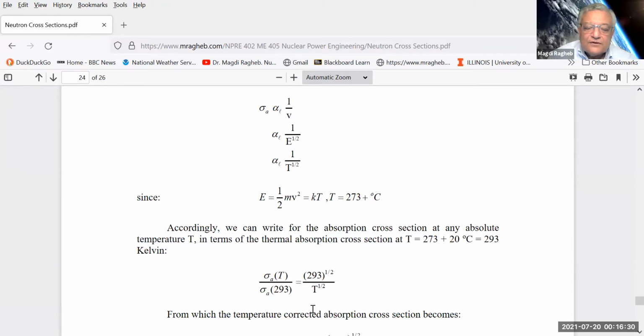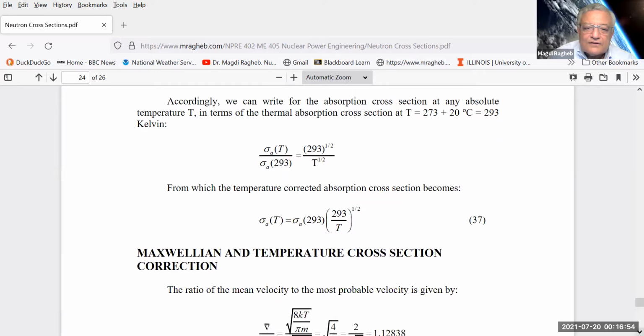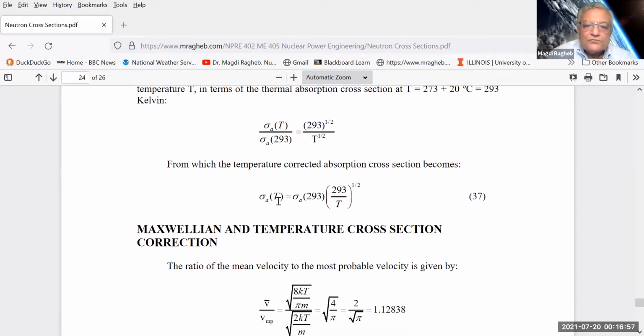So if you take the cross section at room temperature, sigma sub A at 293, you'll find that you need to correct it by the square root of the room temperature, 293 to the 1/2 power, divided by the temperature at which you are operating your reactor. That would be 273 plus 350, maybe, for light water reactors. And in that case, all the absorption cross sections that we use at the temperature at which we are operating the reactor are corrected by that factor of 293 divided by T, the operational temperature of the reactor.